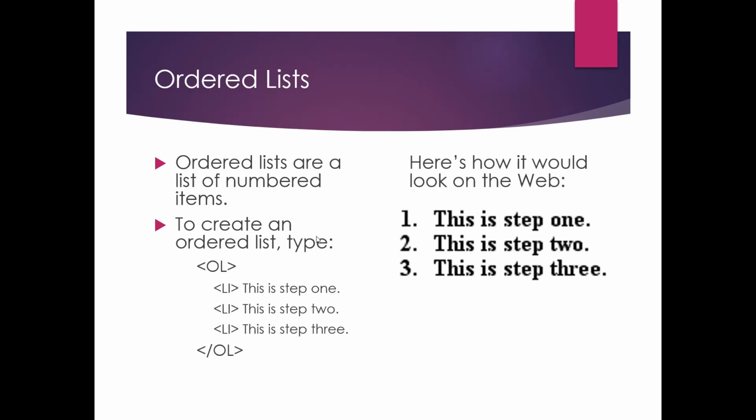Whenever you have to create a list, you do it through two kinds of lists, that is ordered list and unordered list. Ordered lists are basically numbered items. You have different kinds of list items you need to put in the list. So this is basically how it is done.